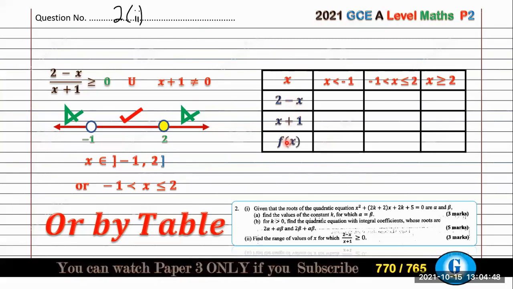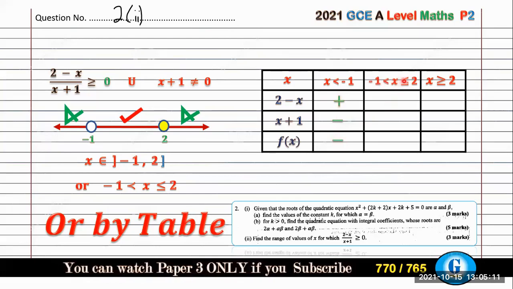Now let's test the region. So it's the same thing. Any number less than -1, for example, -2. Feed -2 here, 2 minus -2. The sign is going to be positive here. This sign is positive. Then -2, you feed -2 here. This one is going to be negative. And positive divided by negative is negative, right? So f of x is negative.